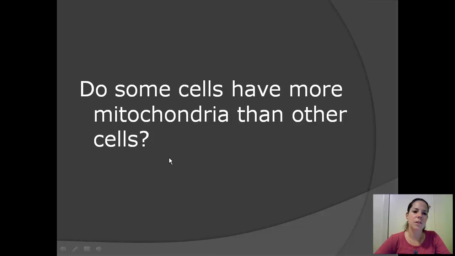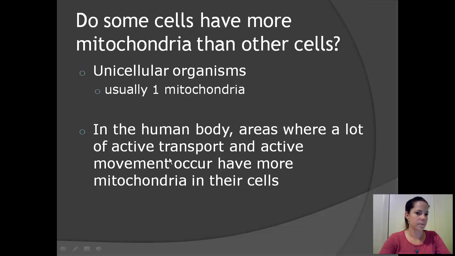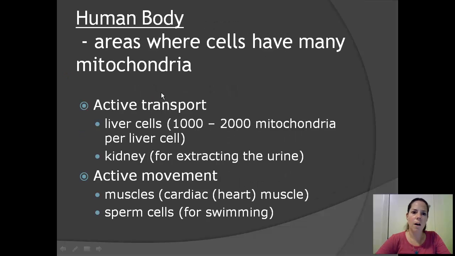Now here's a question. Do some cells have more mitochondria than other cells? The answer is yes. Now, unicellular organisms usually only have one mitochondria. However, there are areas in the human body that require more energy than others. Locations in the body that have a lot of active transport taking place or a lot of movement require a lot of energy, also known as ATP. So where are these areas exactly?